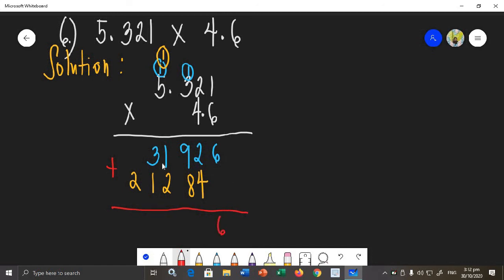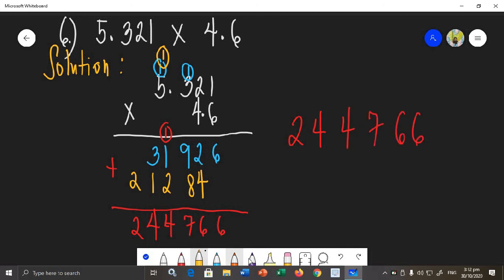Bring down 6, 2 plus 4, that is 6. 9 plus 8 is 17. Carry 1. 1 plus 1 plus 2, that is 4. 4. And then 3 plus 1. That is also 4. Okay, and then we should bring down 2. So we get 2, 4, 4, 7, 6, 6. Okay, but then we are not yet finished.